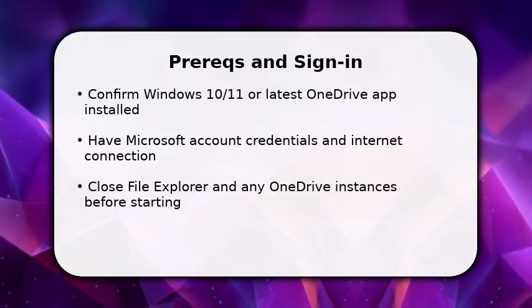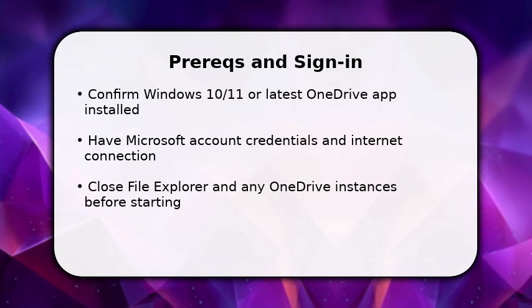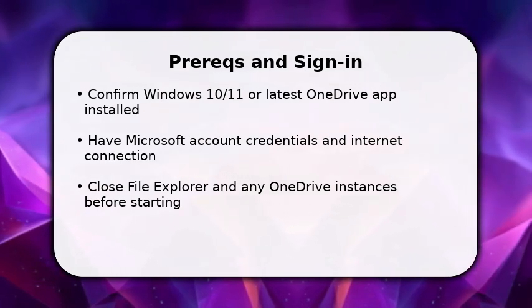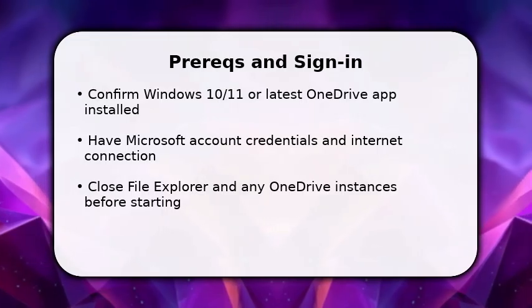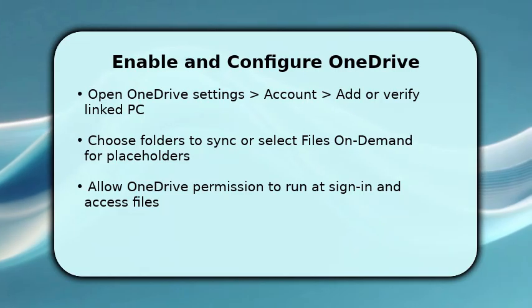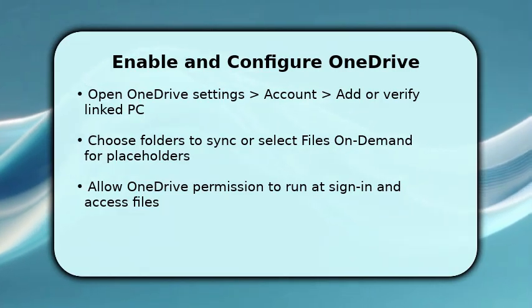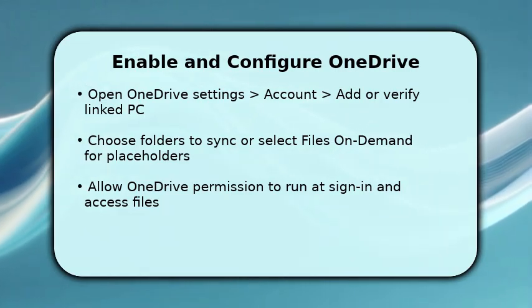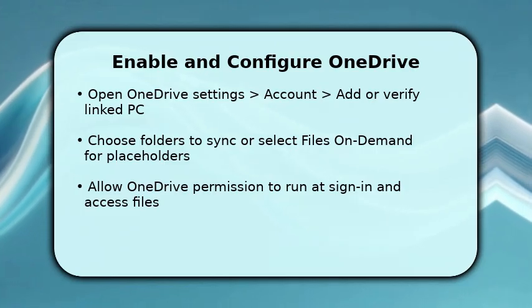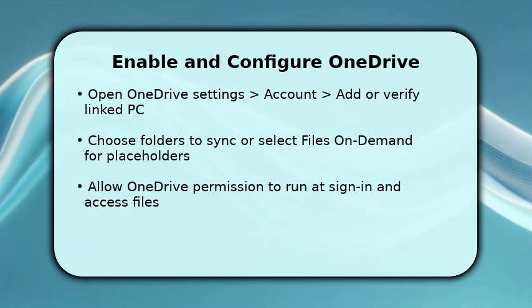Make sure your internet is stable because initial file indexing uploads and downloads small metadata first, which prepares File Explorer integration. Next, open OneDrive settings and navigate to account to confirm the PC is linked. If not, add your device. Choose which folders to sync or enable Files On Demand to show placeholders instead of full files to save space.